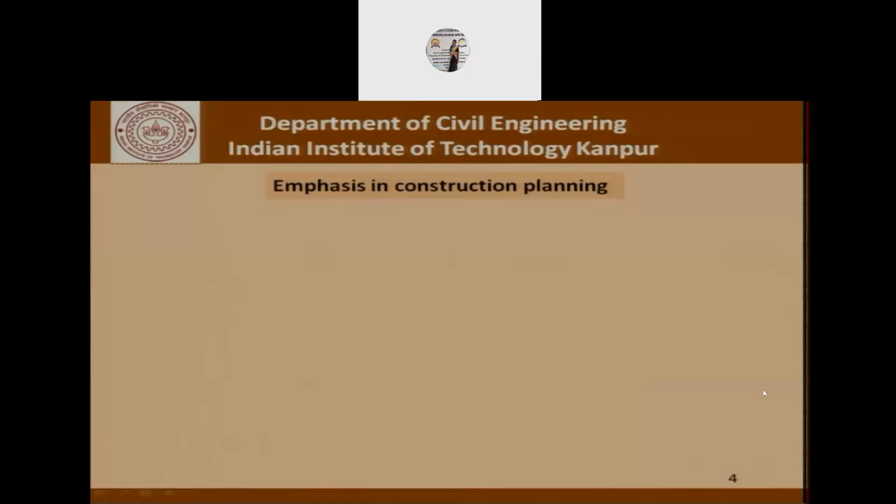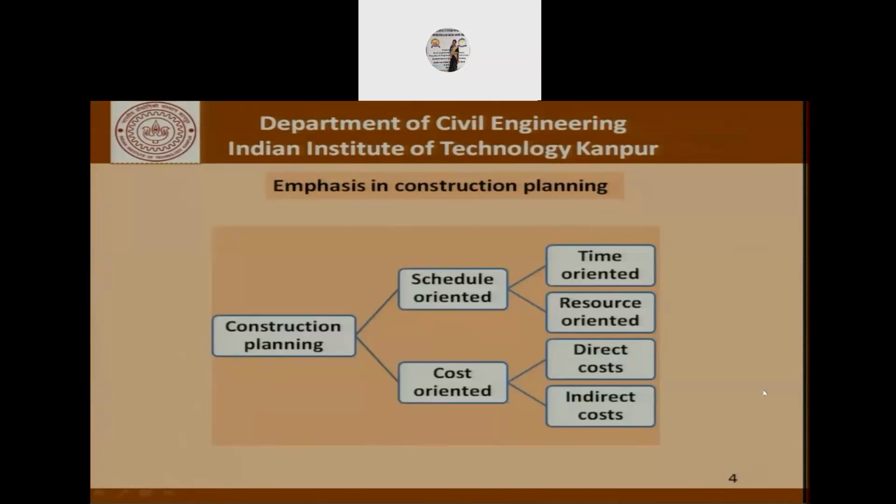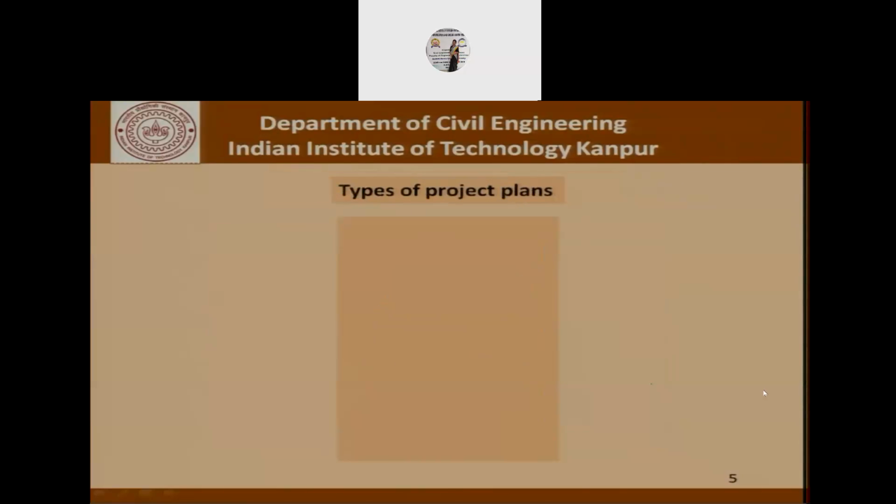Now, looking at the emphasis, construction planning is either schedule-oriented or cost-oriented. On the schedule-oriented side, we have time and resource orientation, and in cost-oriented construction planning, we are most of the time talking about the direct and indirect costs associated.